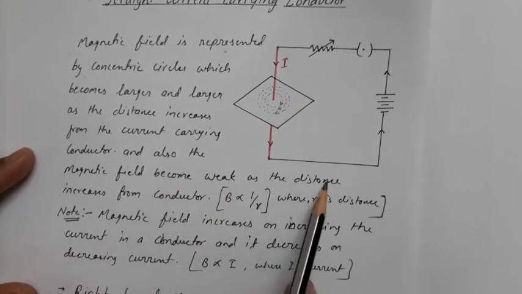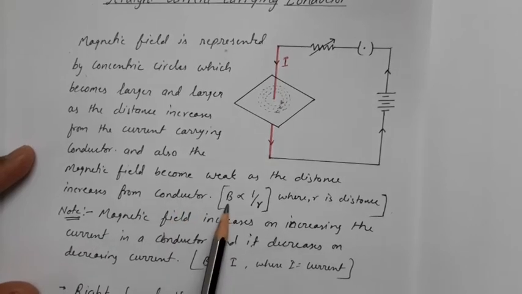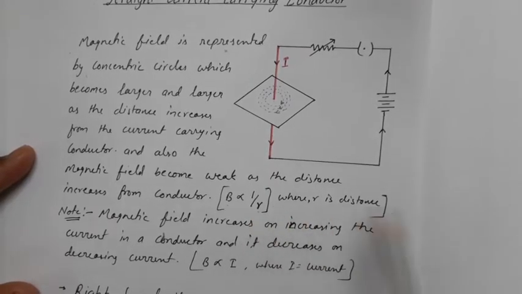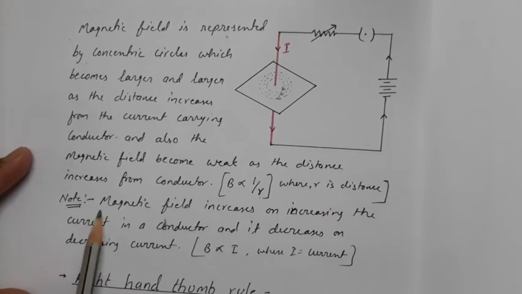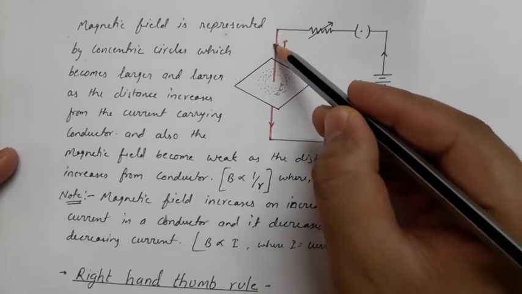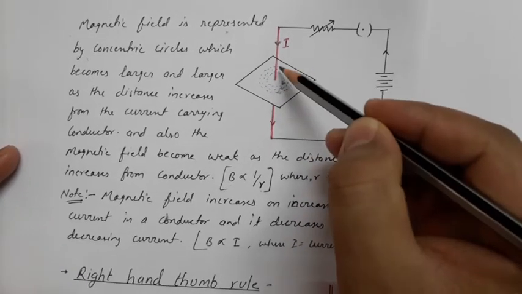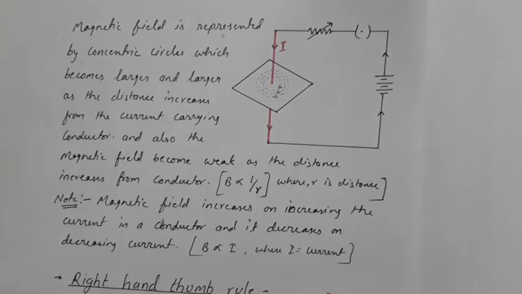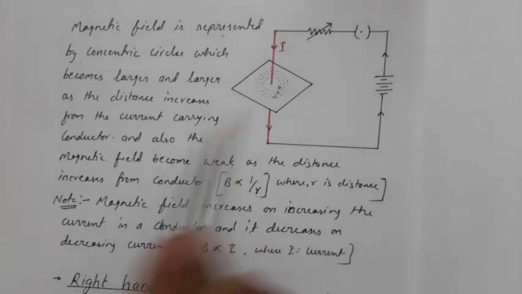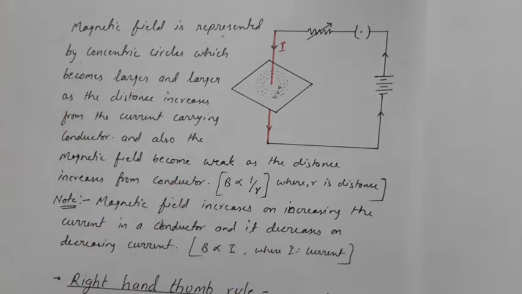Magnetic field becomes weak as the distance increases from the conductor, or we can say that B is inversely proportional to R, where R is the distance from the current carrying conductor. And one important note is that the magnetic field increases on increasing the current in a conductor. If we increase the amount of current flowing through the conductor, automatically the magnetic field around this conductor will increase. So we can conclude with 2 points that magnetic field is inversely proportional to the distance, and magnetic field is directly proportional to the current passing through the conductor, and the pattern of the magnetic field around a current carrying conductor is in the form of concentric circles.